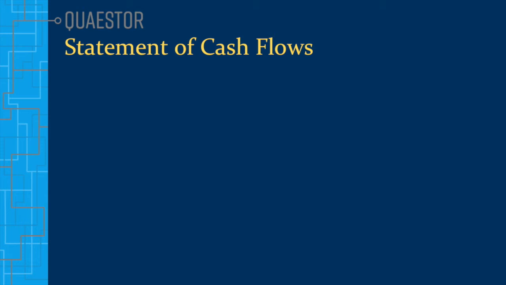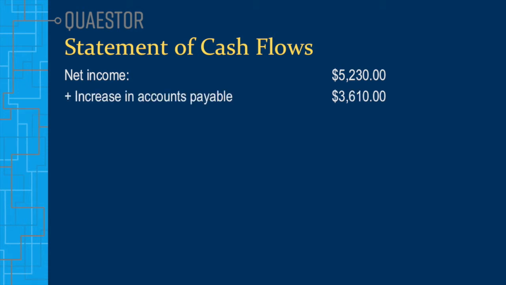So let's take a look at a couple of items that would be on the statement of cash flows. The statement of cash flows begins with our net income, which is $5,230. On the statement of cash flows, we then add back the increase in accounts payable, because if we want to look at the amount of money entering and leaving the chapter for the current period, accounts payable are monies that we owe, but we have not yet paid the balances of those invoices. So we add back the increase in accounts payable for the current period.